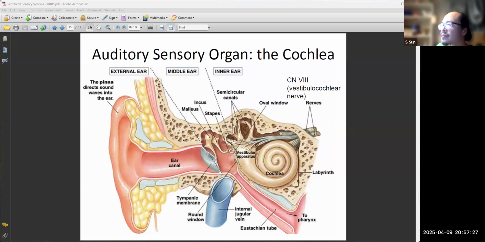Our auditory sensory organ, the ear, can have an external ear, middle ear, and the inner ear. So there's three segments. And in the inner ear, you have this important structure to pick up the sound as well as to pick up your body balance. So that's that.